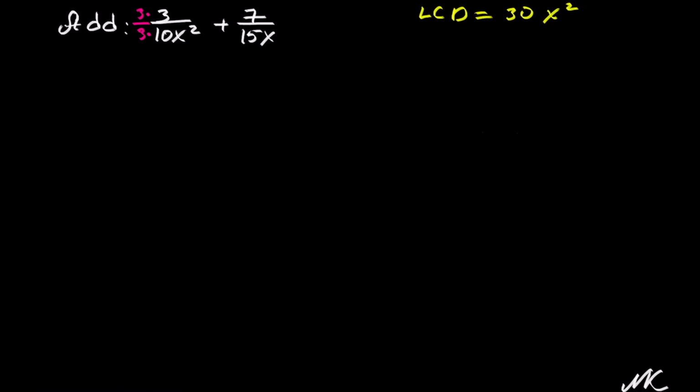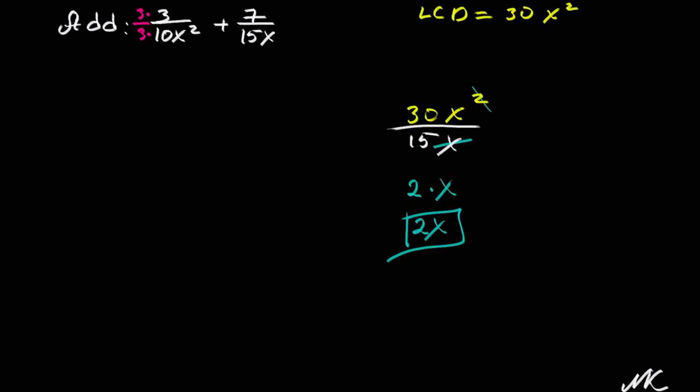If you don't know what they are, you take the LCD, which is 30x squared, and divide it by the denominator, which is 15x. 30 divided by 15, 15 goes into 30 two times. x will reduce with the x squared, and we are left with just one factor of x. So 2x is the factor that is missing from the second denominator to give us the LCD. We can multiply the second denominator by a factor of 2x, and whatever we do to the denominator, we have to do the same thing to the numerator and multiply it by 2x. 2x divided by 2x gives us 1, so we are only multiplying this fraction by 1, thus preserving the value.